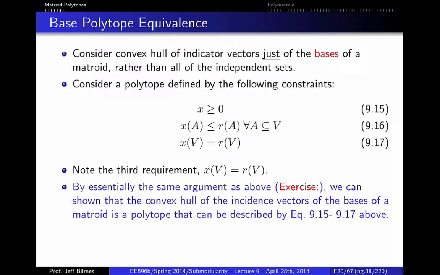So it turns out that this polytope and the polytope corresponding to the convex hull of the incidence vectors of the bases turn out to be identical. And you can use the same properties. I'm going to leave that as an exercise for your homework, because I think it's worthwhile going through. Does anyone have any idea what it looks like?